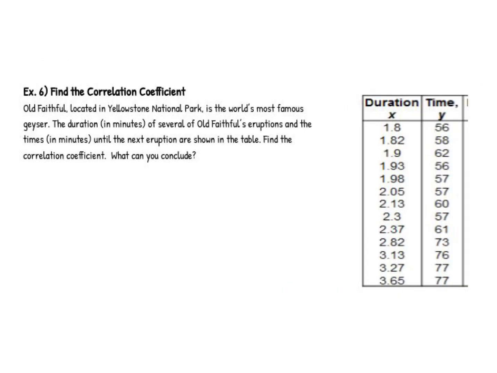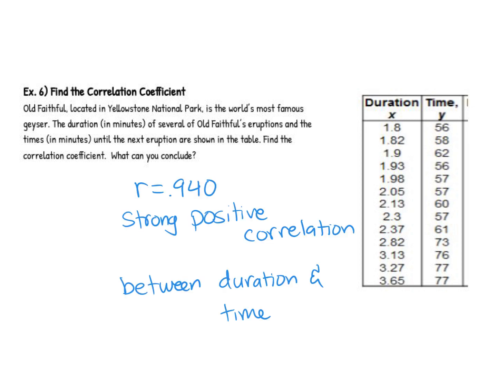So let's try example 6 as well. Follow those same steps using our Old Faithful data. Pause the video and come back once you have completed that. Okay, here's your answer for the Old Faithful data. It should give you an R value of 0.940. This gives you a strong positive correlation between duration and time.